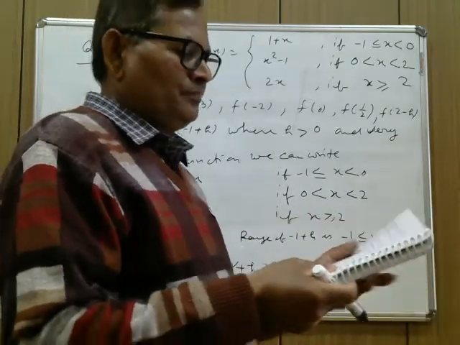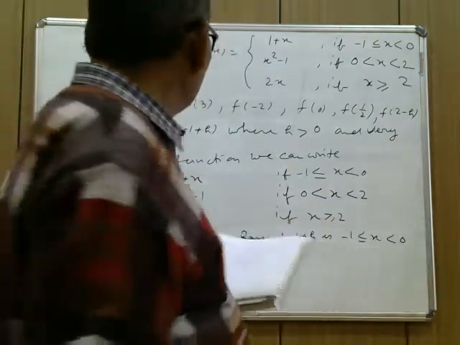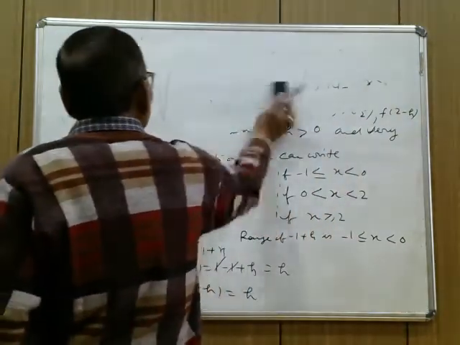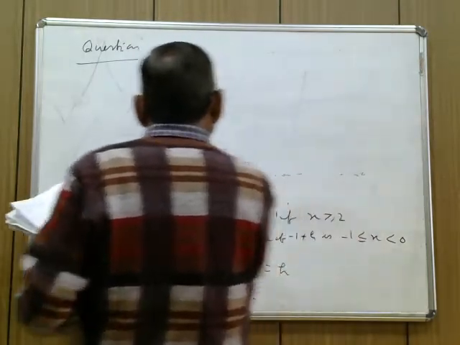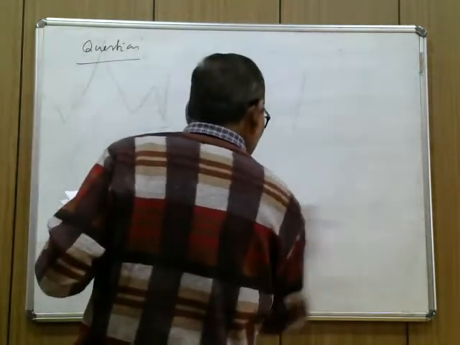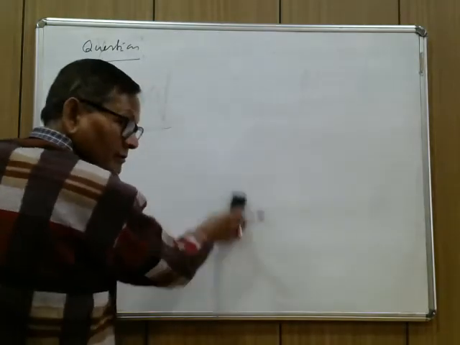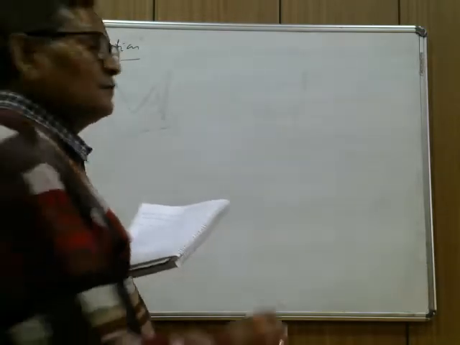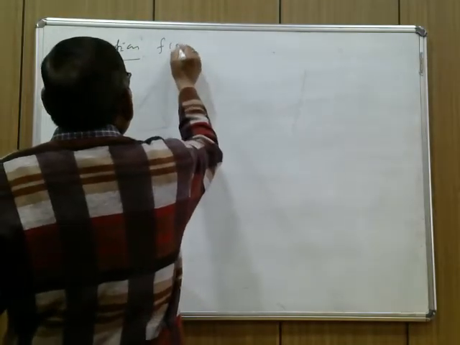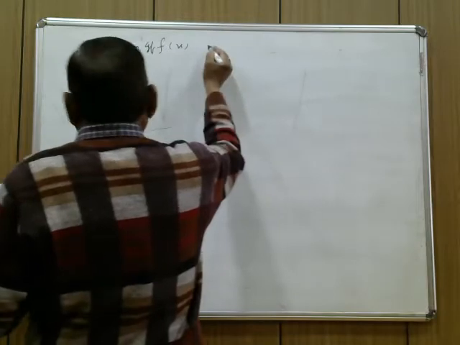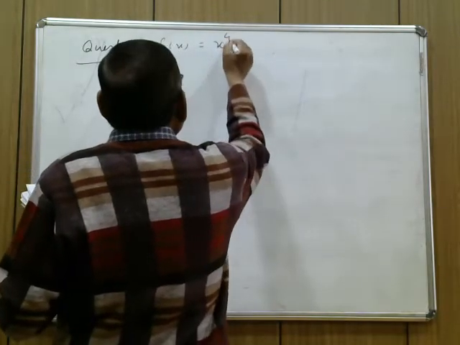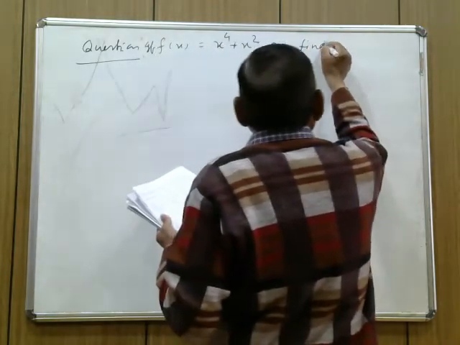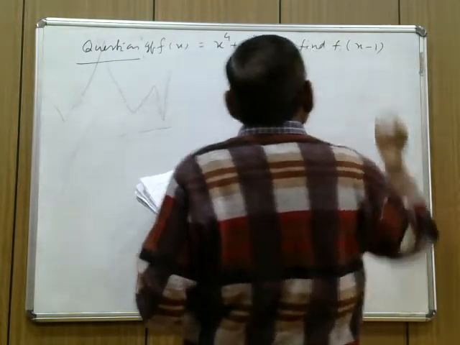Now question. You see another question. If f(x) equals x to the power 4 plus x square minus 2, then find f of x minus 1.